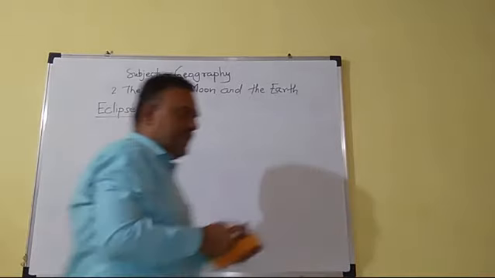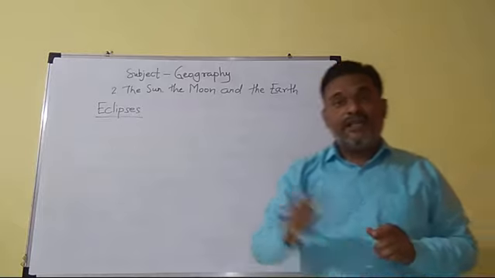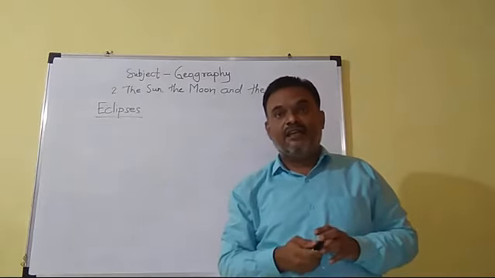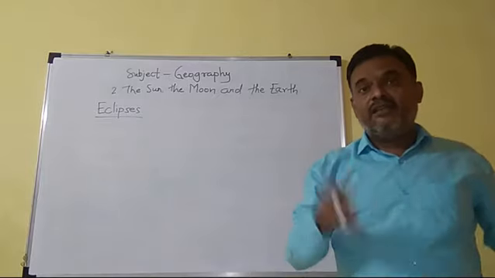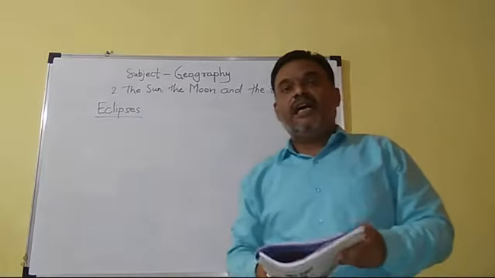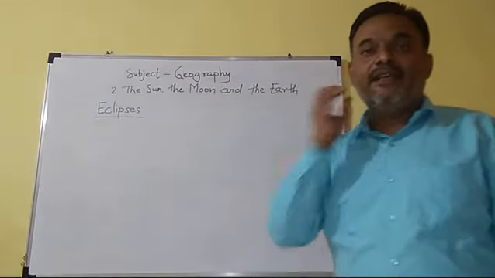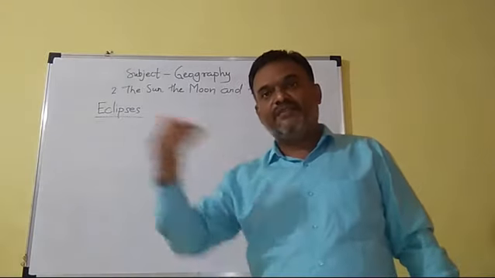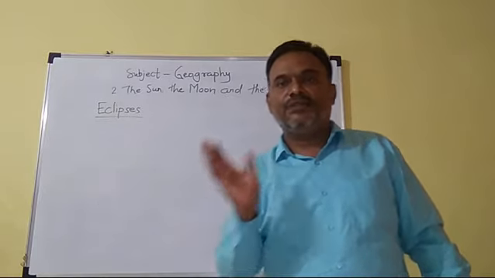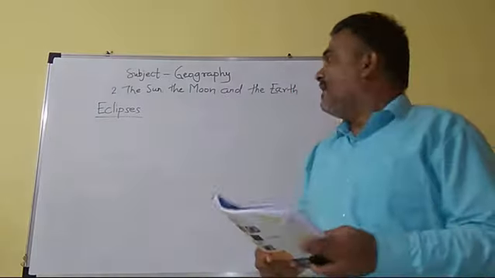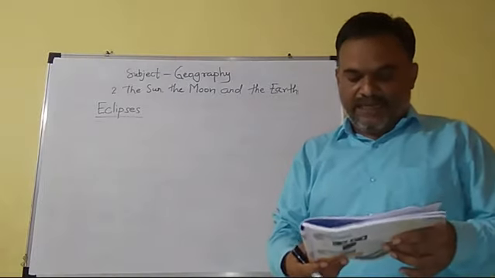Eclipses are actually shadows in space, shadows in the sky. You know that the sun and the moon, they don't have their own light. Moon is receiving the light from the sun and it is reflecting the light that it receives from the sun. Now we are going to understand what is meant by eclipse.